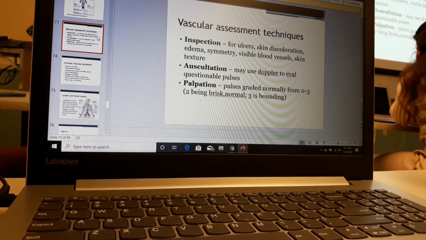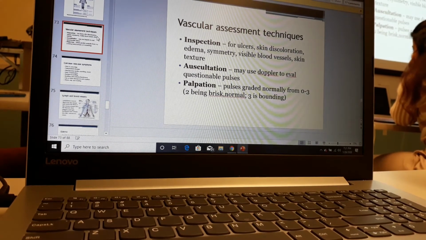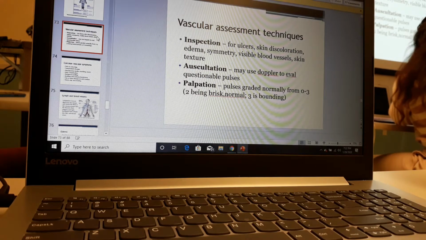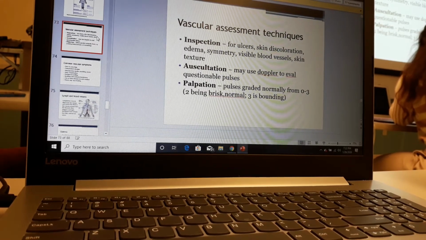Where are common places that we check pulses? Okay, radial, brachial, we can check those, right? Where else are palpable pulses? Carotid, you can do that. Popliteal, femoral, right? You have to kind of be down there to get it in there. Where's popliteal? Behind the knee.